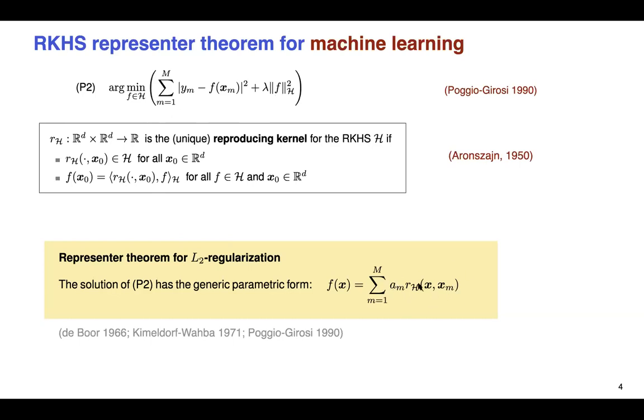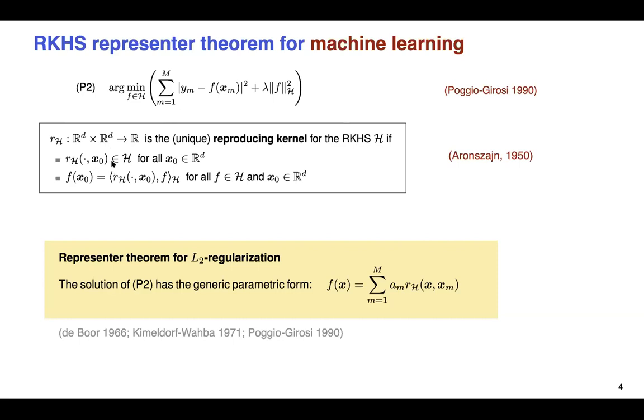the representer theorem tells us that the solution of that problem, rather remarkably, is a linear combination of kernels. Those kernels are those RH, which depend on x, the free variable, and xm, the location of your data points. And now what is this RH? This is the so-called reproducing kernel of a reproducing kernel Hilbert space. Such spaces are characterized by the existence of a single kernel that goes from Rd by Rd into R, with x being in Rd.